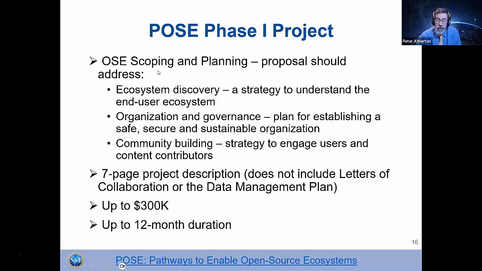So phase 1 projects, as I mentioned, are scoping and planning projects. A phase 1 proposal should address planning aspects of ecosystem discovery, organization and governance models, and community building. As I say, it's planning aspects. You're not necessarily building anything at this stage in phase 1, but you should be planning it. A phase 1 proposal includes an up to 7-page project description. This page number does not include letters of support, letters of collaboration, or the data management plan. Maximum funding at phase 1 is $300,000, and the duration of phase 1 is up to 12 months.